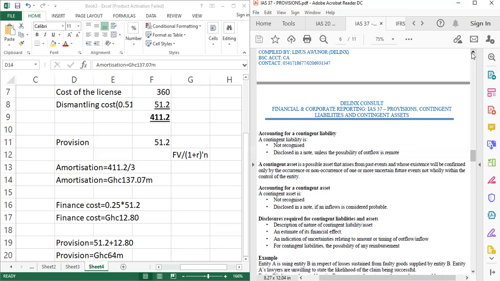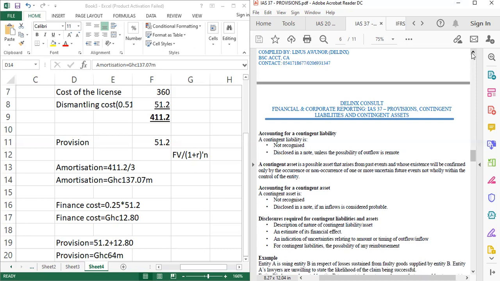So what we normally do is that if you don't know whether the thing will happen or not, you can only disclose it in your footnote that, okay, there is currently a court case against the company. The case is currently under discussion, and you don't know how much you are going to pay for it. So that is a contingent liability. It's a liability, although the occurrence of it is dependent on a certain condition.